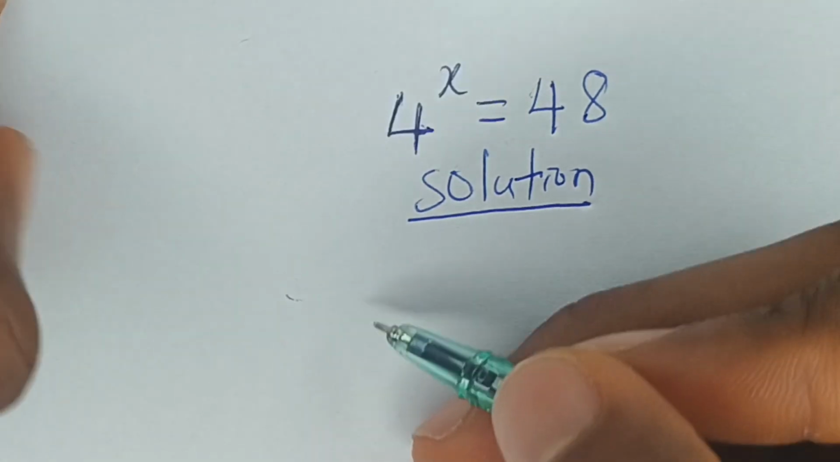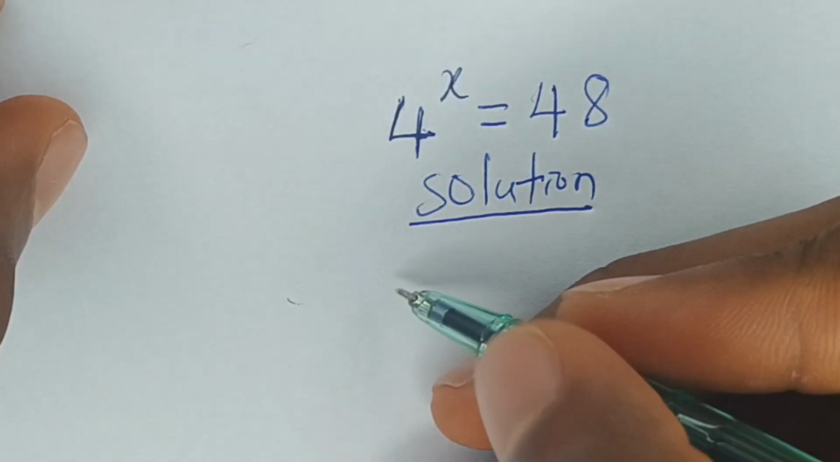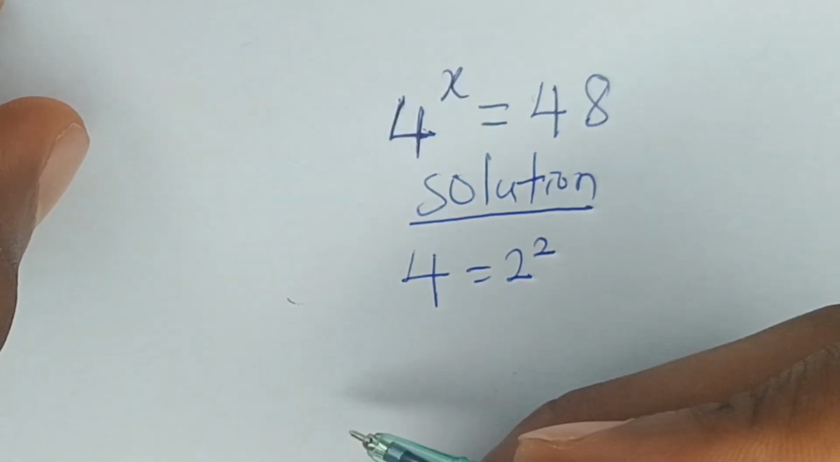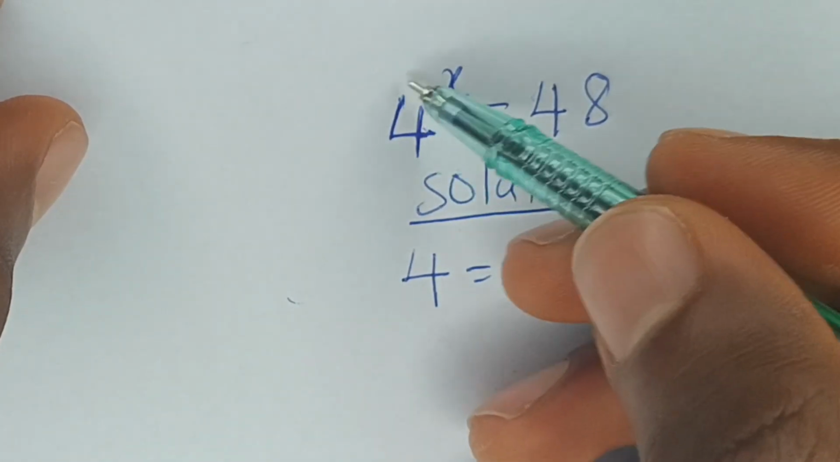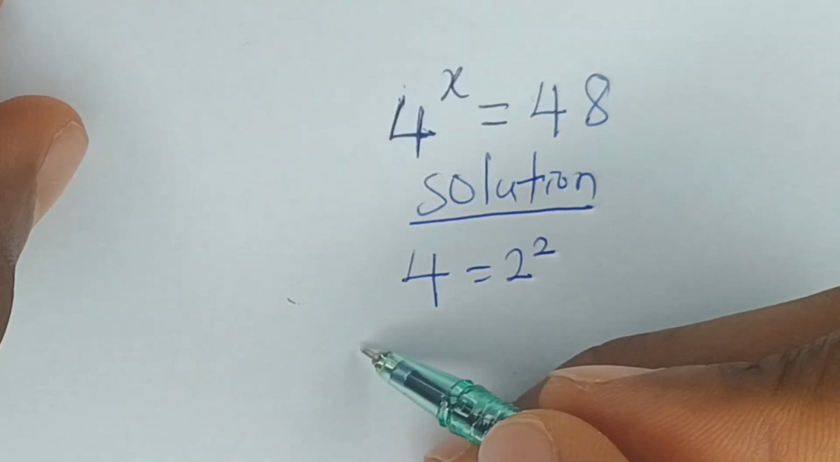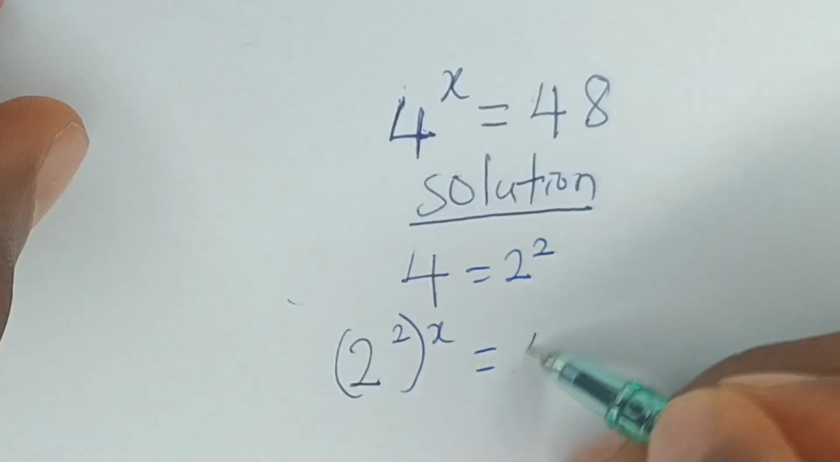Now, 4 raised to power x can be rewritten. For example, 4 can be rewritten as 2 raised to power 2. Okay, now we can replace this 4 here with 2 raised to power 2. So we have 2 raised to power 2, raised to power x, equal to 48.